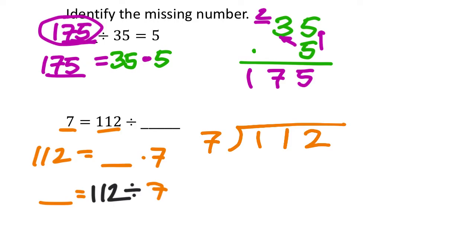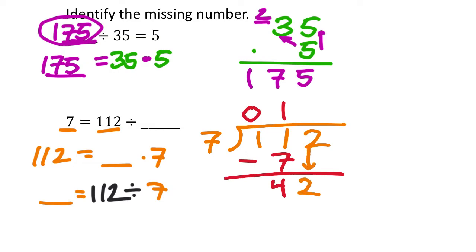So 7 won't go into 1, but it will go into 11 once. 7 times 1 is 7. So we used up 7 of those 11. So subtracting those out would give us 4. Let's drop the 2 to make that 42. And yeah, 7 goes into 42 evenly, actually. It's the 6th multiple of 7. 7 times 6 is 42. So this shows a remainder of 0 there, which is okay.